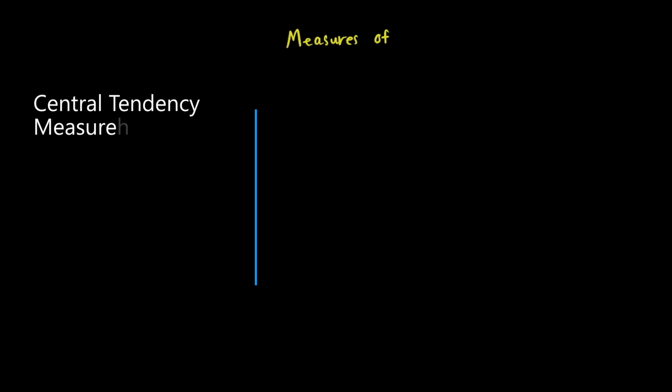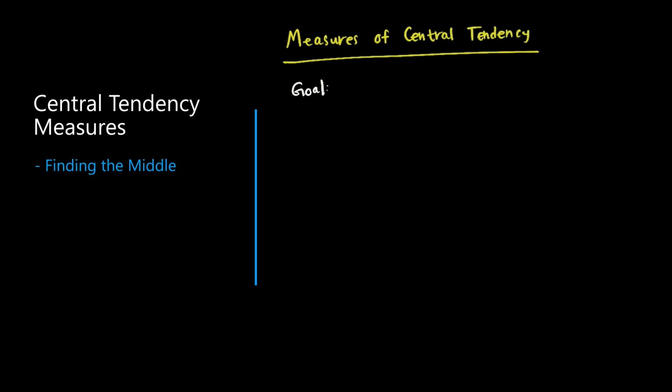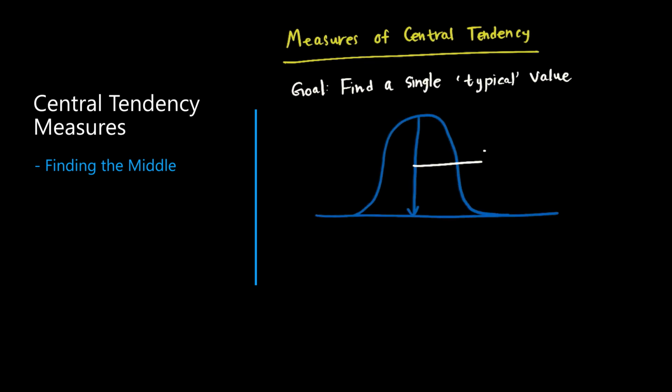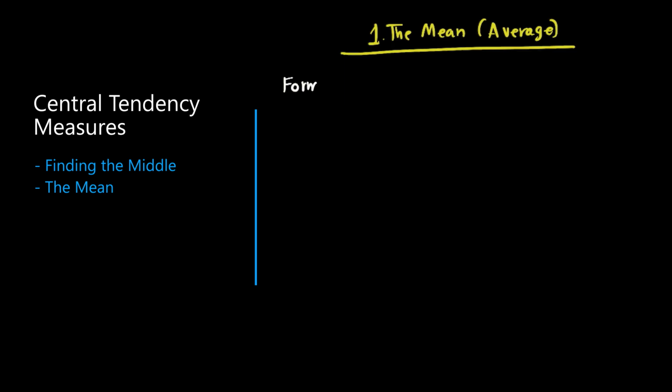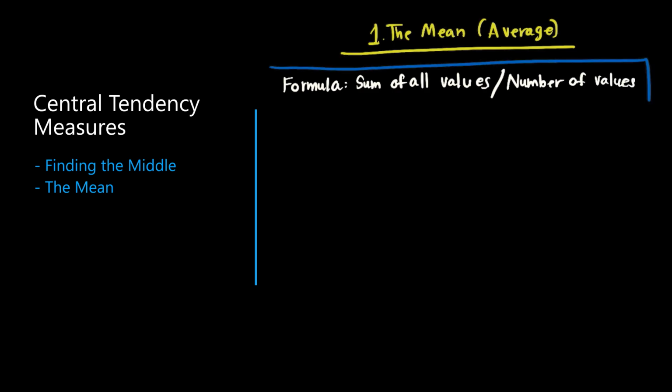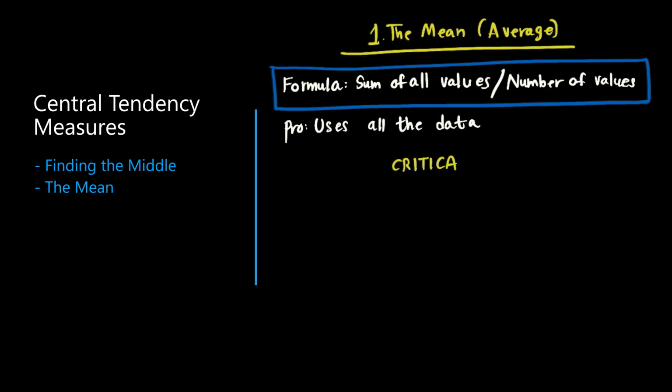Let's tackle the first question: finding the middle. This is what we call measures of central tendency. These measures give us a single, typical value that represents the center of a group of data. The three key measures you absolutely must know for your exam are the mean, the median, and the mode. First up is the mean, which you already know by its more common name, the average. It is the workhorse of statistics. To calculate it, you simply add up every single value in your dataset and then divide by the total number of values. It's straightforward and uses all the information available in the data.